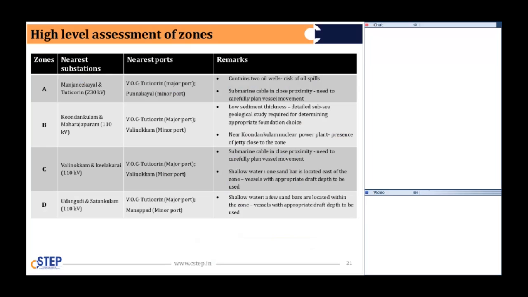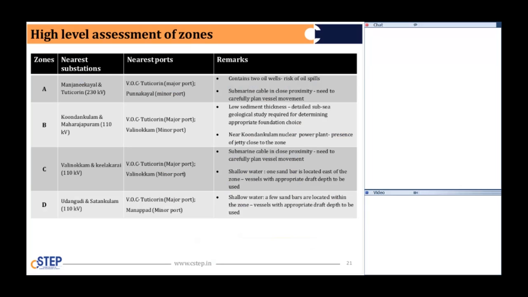Just to share with you a high-level assessment of these zones, so I won't go into detail for each one of those. But for each one of those, we highlighted the concerns in the remarks column. So if you take zone B, it says that it has low sediment thickness, and hence a detailed subsea geology study is required for determining appropriate foundation choices for wind turbines.